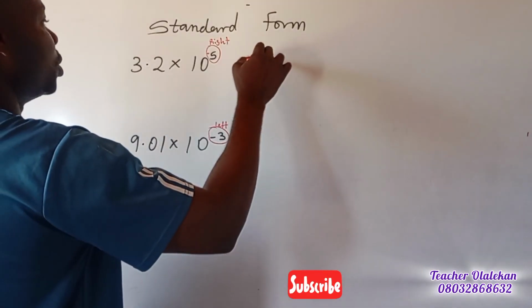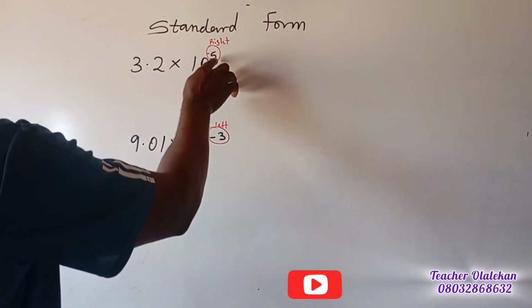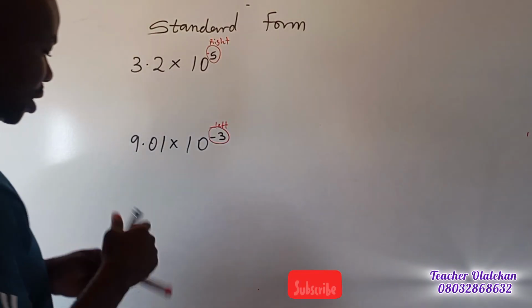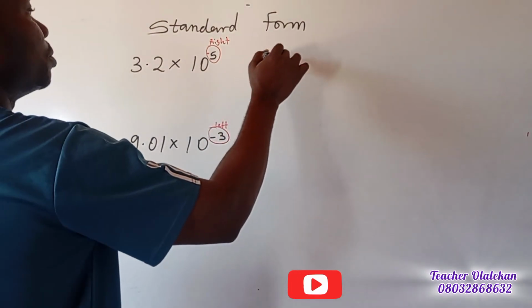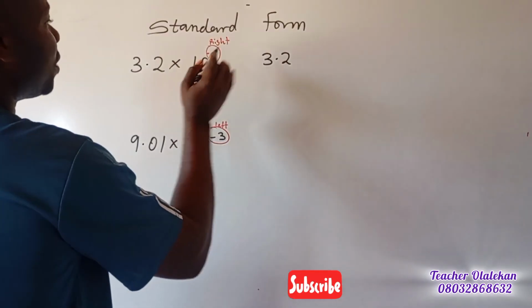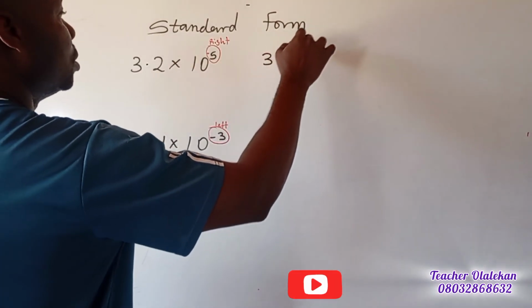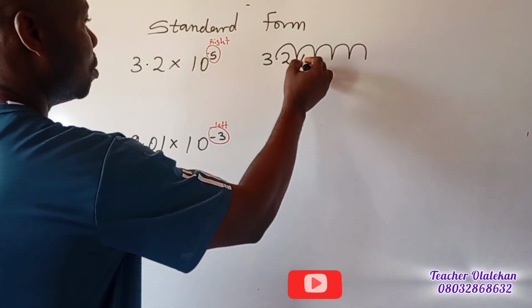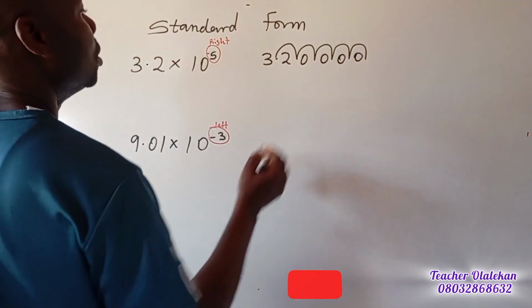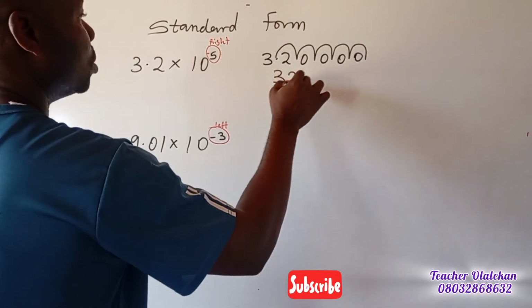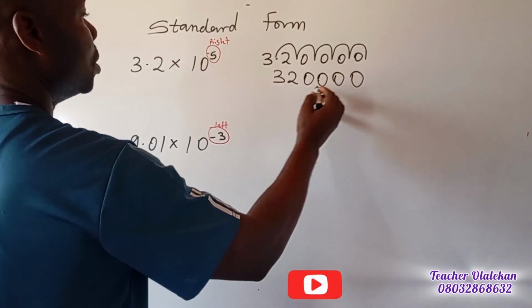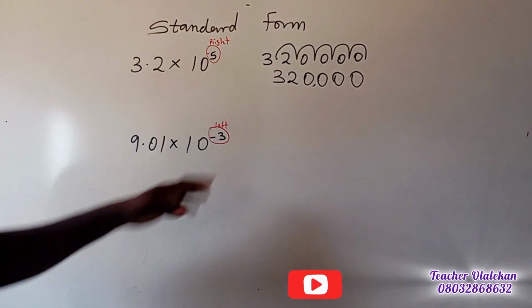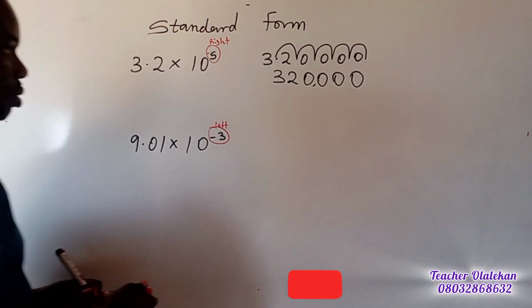So our 3.2 is going to move according to the number of the exponent, and the empty places will be filled with 0s. So we have 3.2, then you move the point 5 times to the right: 1, 2, 3, 4, 5. Fill the empty places with 0. So the answer here will be 320,000 in normal form.